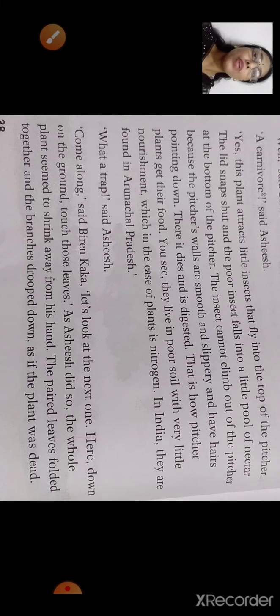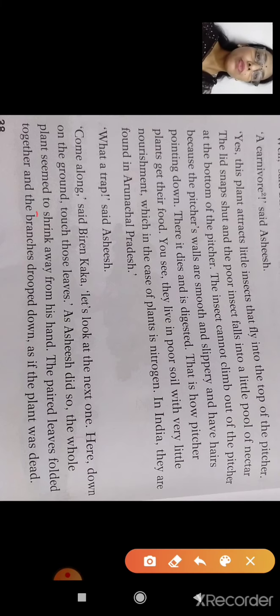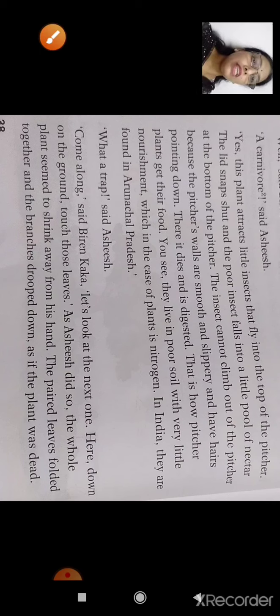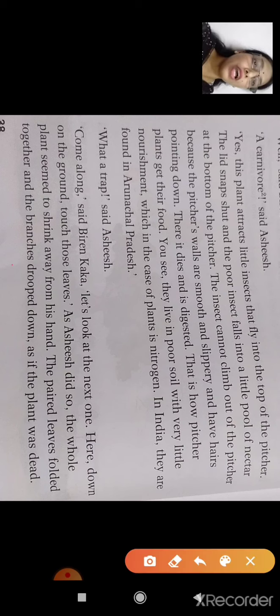Okay. Now what does this mean, shrinking? To come close. Okay. To become small. To shrink away from his hand. The moment Ashish touched, this plant became small. The leaves come closer. The paired leaves folded together and the branches drooped down.